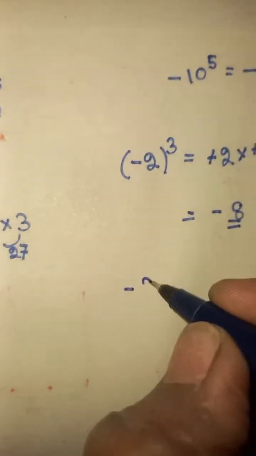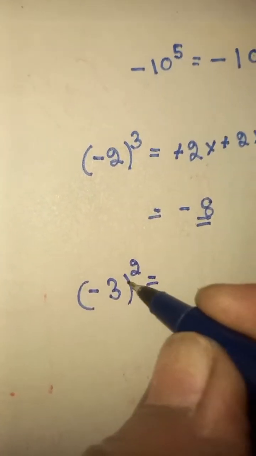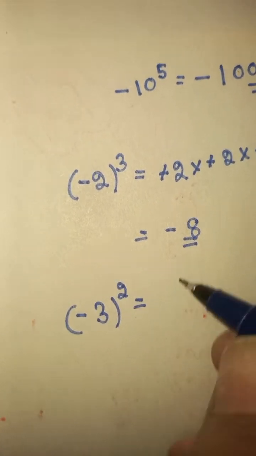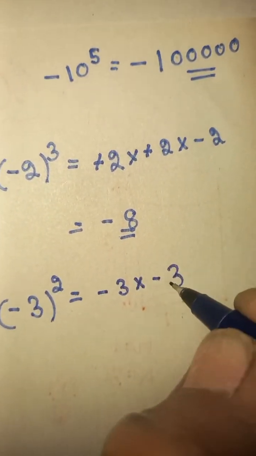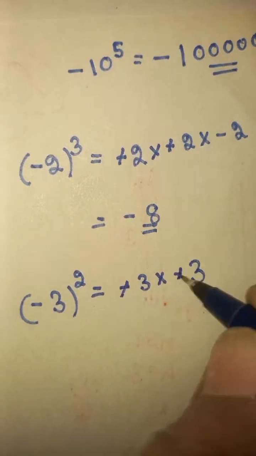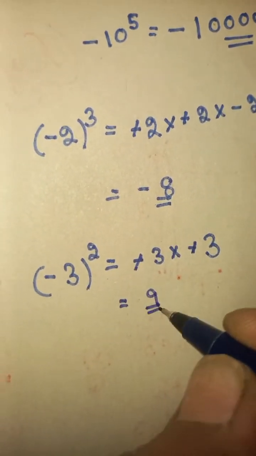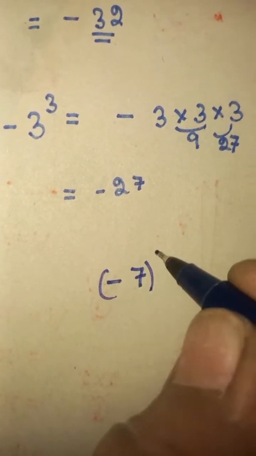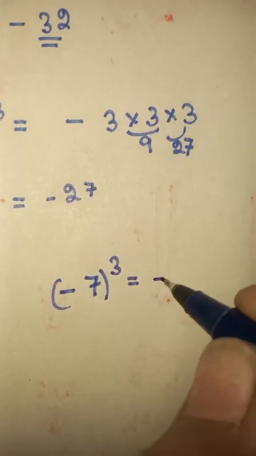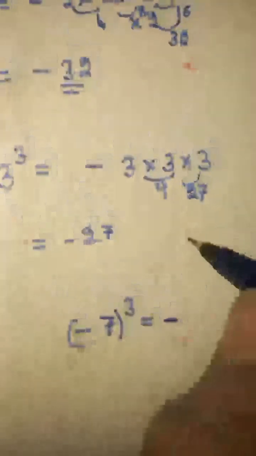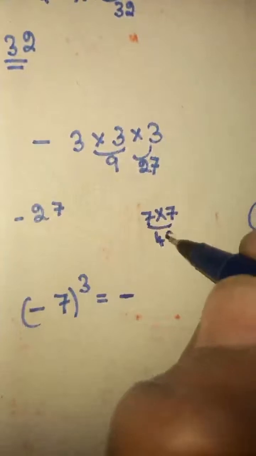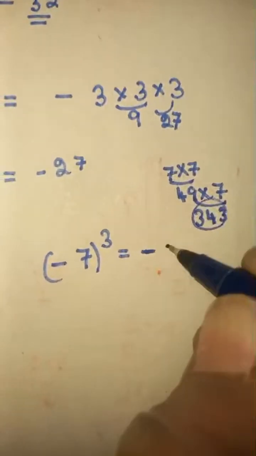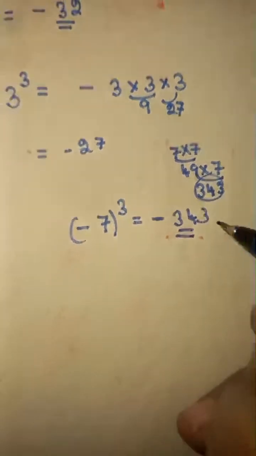In the same way, minus 3 whole square means here it is an even power. Don't count whether it is odd or even, it won't matter. If it is an even power, then it is minus 3 times minus 3, the minus times minus cancels out, 3 times 3 is 9. In the same way, minus 7 whole cube means this power is odd, so take the minus in front itself. 7 times 7 is 49, 49 times 7 becomes 343. So it becomes minus 343.